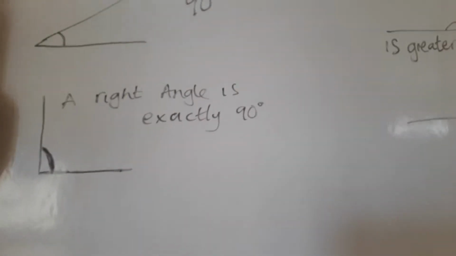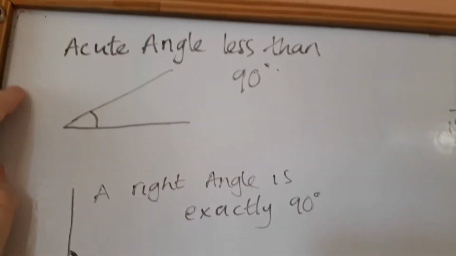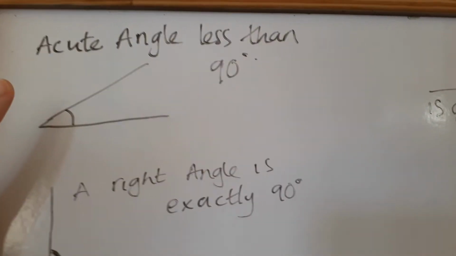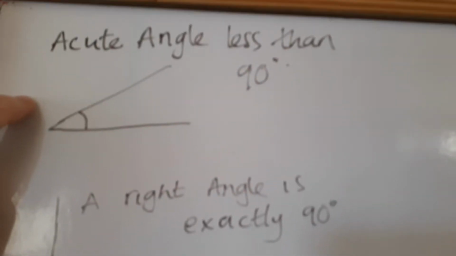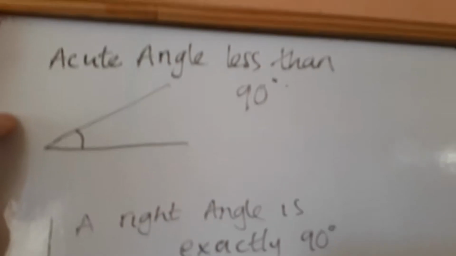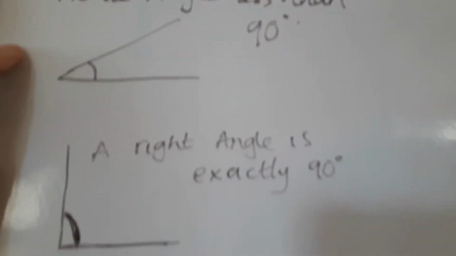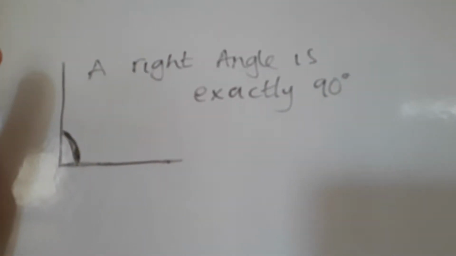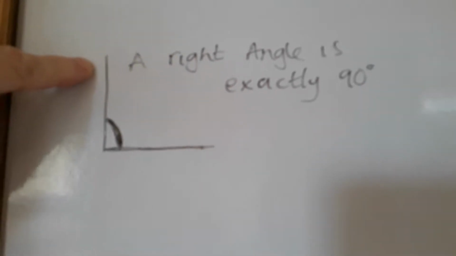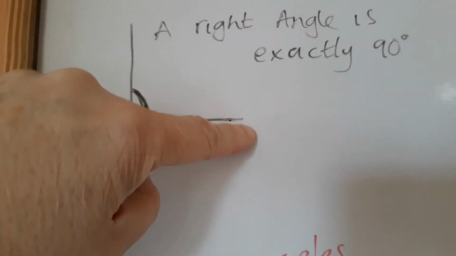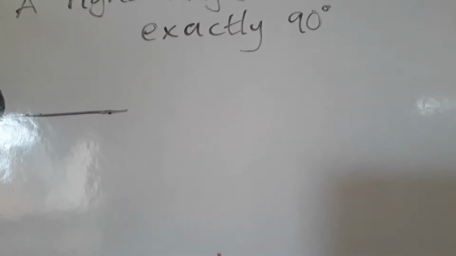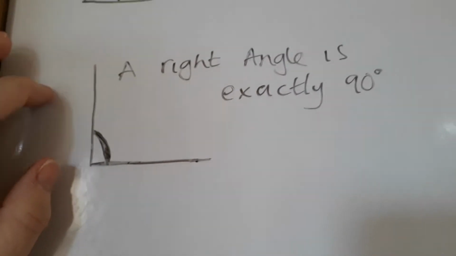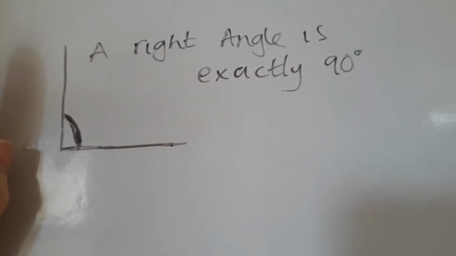So first of all, we have an acute angle. An acute angle is one that is less than 90 degrees. This is a 90-degree angle, so if it's less than that, then it's an acute angle. Moving on to a right angle, which is just straight up and straight across. So this is a right angle, exactly 90 degrees.